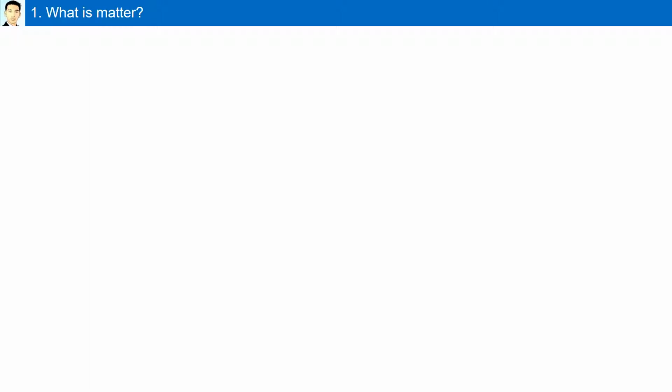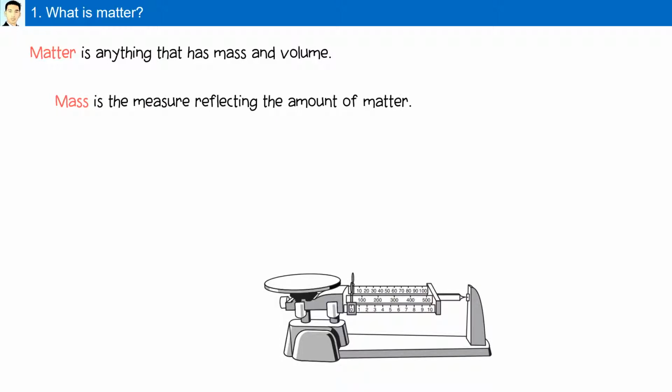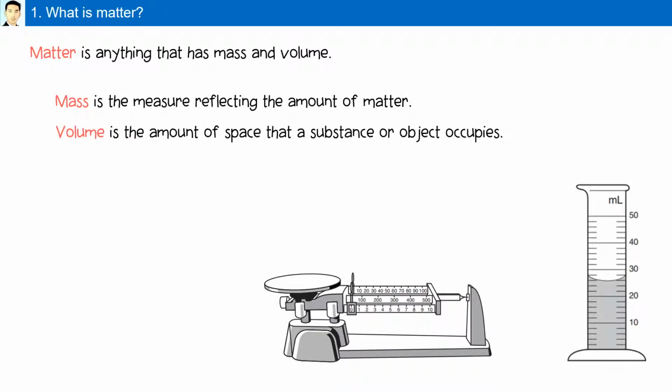What is matter? Matter is anything that has mass and volume. Mass is the measure reflecting the amount of matter, while volume is the amount of space that a substance or object occupies.